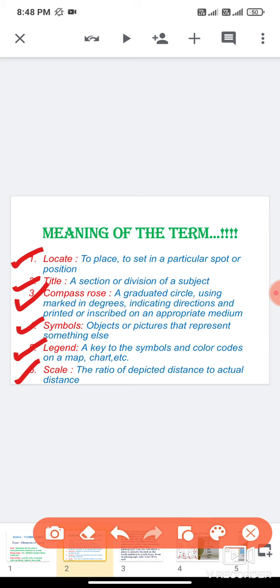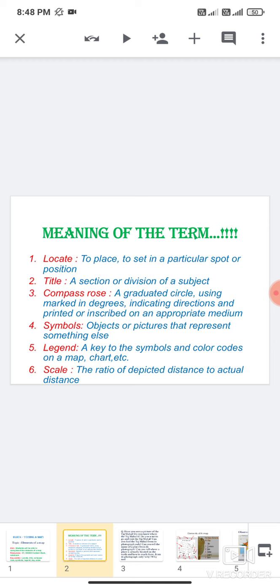And lastly, what is scale? The ratio of depicted distance to actual distance. That is known as scale. That is the ratio of depicted distance to actual distance. Alright, so I hope now you are clear with the meaning of the terms. So let me ask you a question.